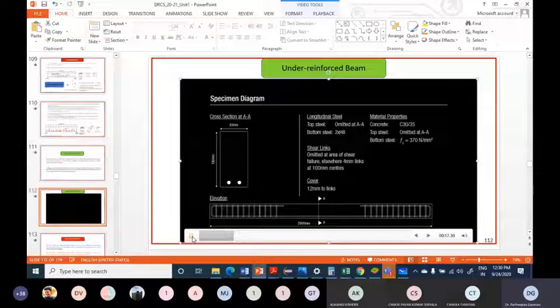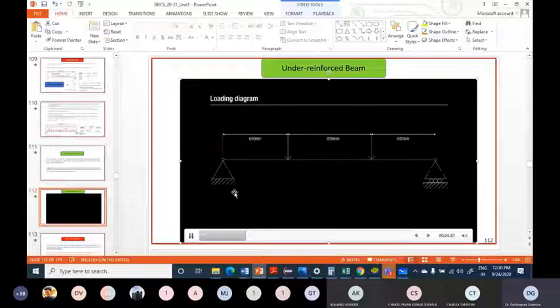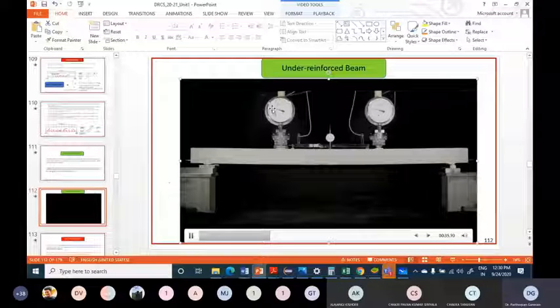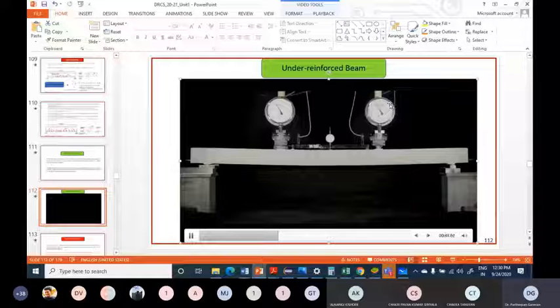The specimen is made from concrete containing regular Portland cement. The rebar is regular reinforcing steel. The loading diagram shows the beam being subject to 4-point bending. The testing rig is now starting to apply vertical loads. Now you see the load is increasing. And we can see that it is deflecting and starting to crack.